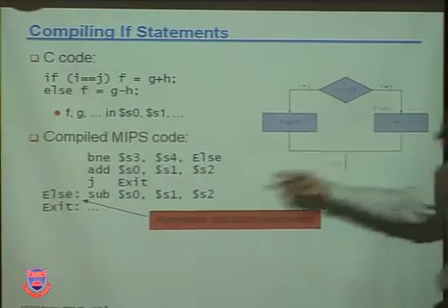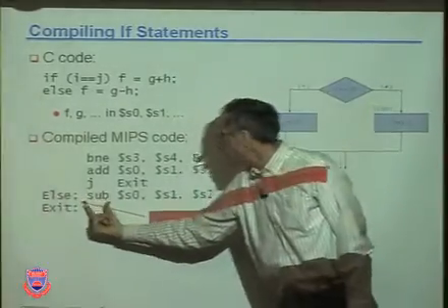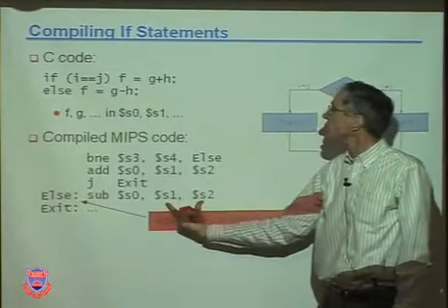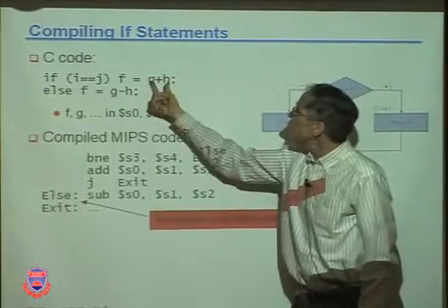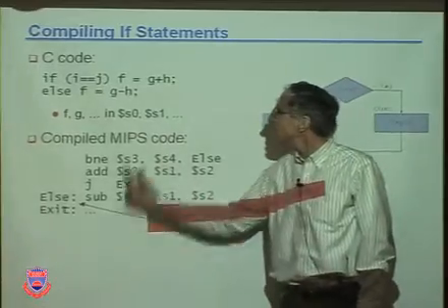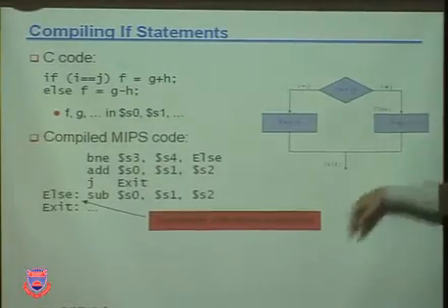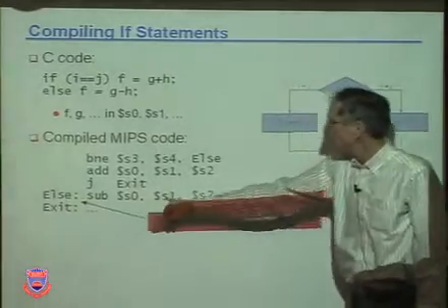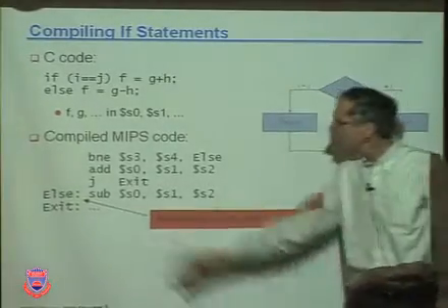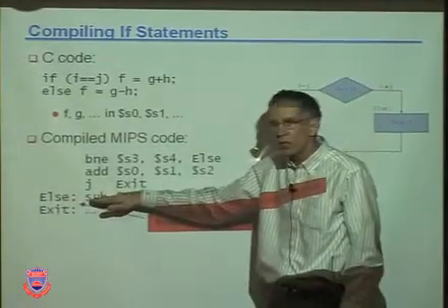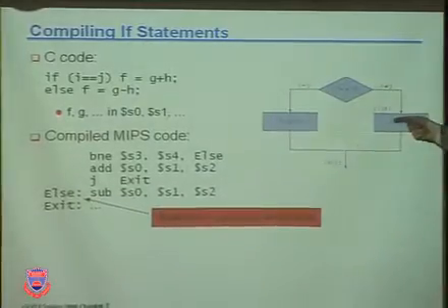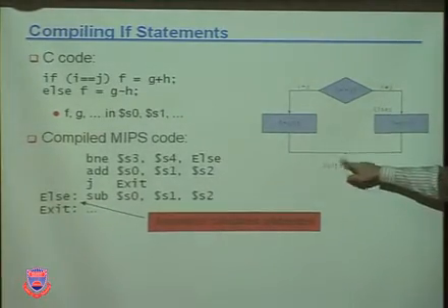Yeah, okay. So at the label else, we do a subtraction of the S1 and S2 values, which are going to be g and h, and we put the result into S0, which is going to be f. Yes, that's exactly right. That's f equals g minus h. That's f, that's g, that's h. And we say subtract them. So at else, we do that. And after that, what do we do? Keep on going. So after that, keep on going to this place here, whatever comes next.